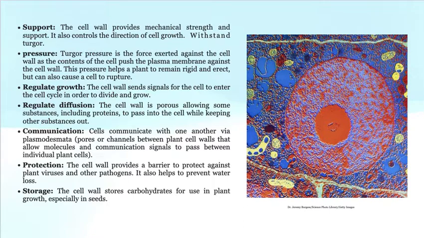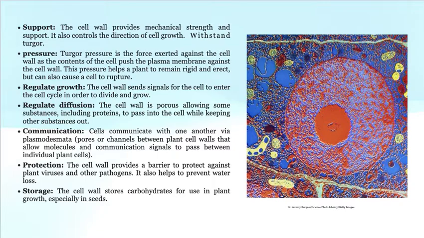Turgor pressure is the force exerted against the cell wall as the contents of the cell push the plasma membrane against the cell wall. This pressure helps a plant to remain rigid and erect, but can also cause a cell to rupture. Regulating the growth, the cell wall sends signals for the cell to enter the cell cycle in order to divide and grow. Regulating the diffusion, the cell wall plays an essential role.